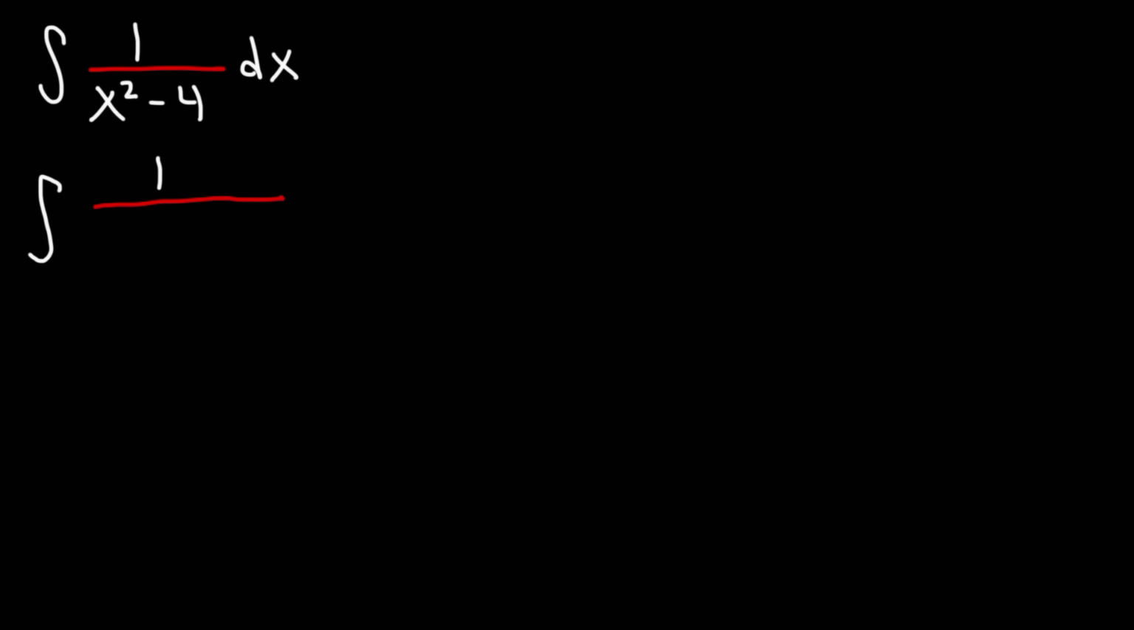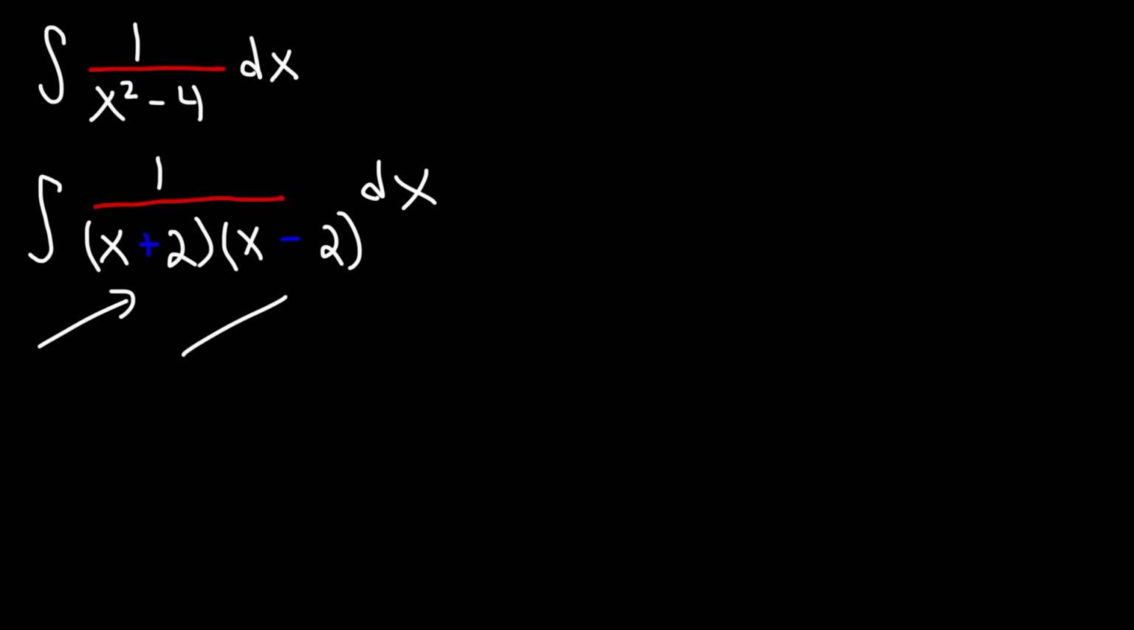On the bottom, we have a difference of perfect squares, and so we can factor that expression by taking the square root of x squared, which is x, and the square root of 4, which is 2. One is going to be positive 2, the other will be negative 2. So what we have on the bottom is two distinct linear factors.